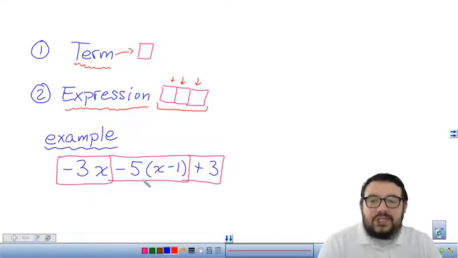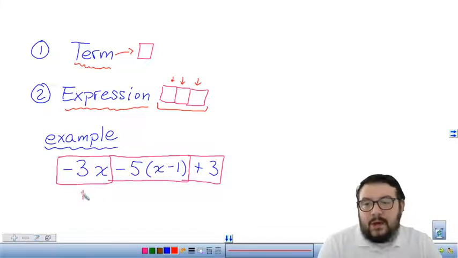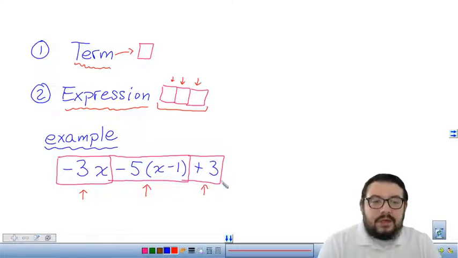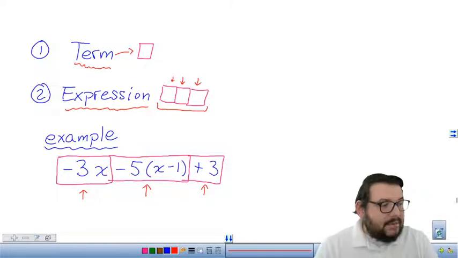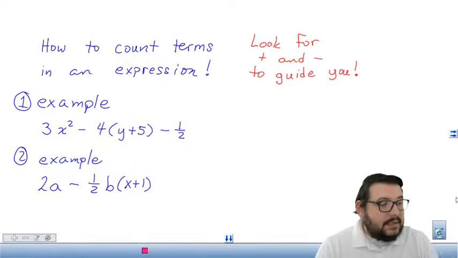Take a look at this chunk of algebra here, and you'll take my word for it that there are 1, 2, 3 terms. Each of these pink boxes represents a term. You're going to say, wow, it must be really hard to count terms. No, actually, it's really easy. And that's why I'm making it the first video in our playlist.